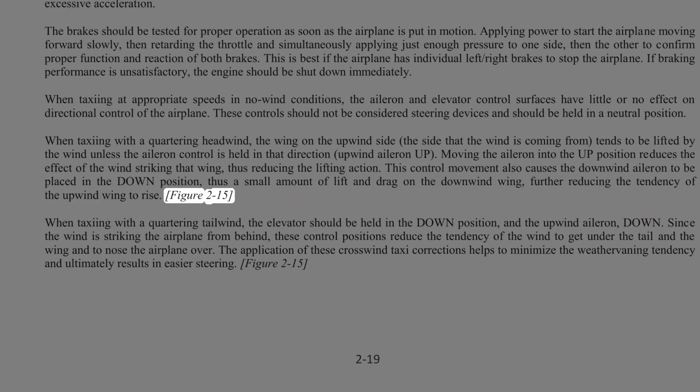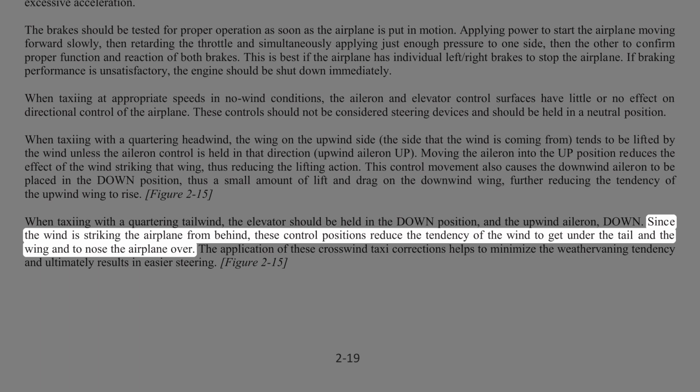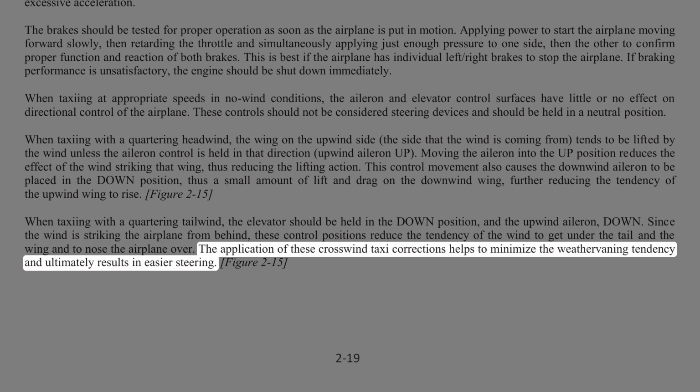Figure 2-15. When taxiing with a quartering tailwind, the elevator should be held in the down position, and the upwind aileron down. Since the wind is striking the airplane from behind, these control positions reduce the tendency of the wind to get under the tail and the wing and to nose the airplane over. The application of these crosswind taxi corrections helps to minimize the weathervaning tendency and ultimately results in easier steering.